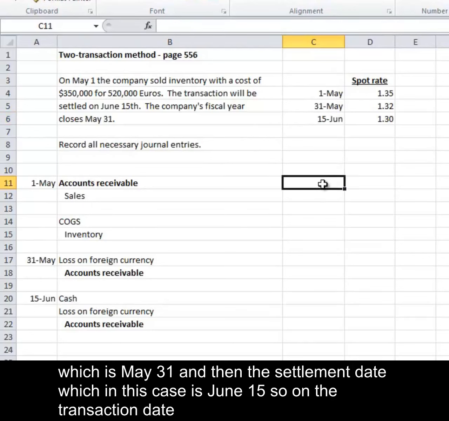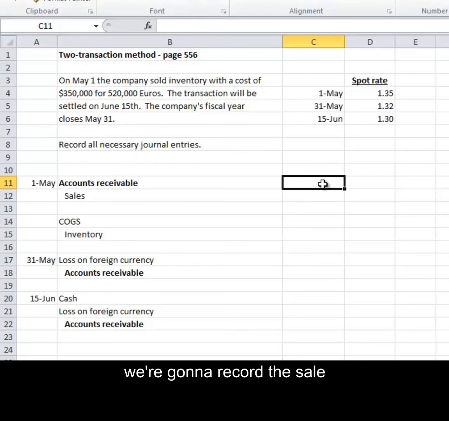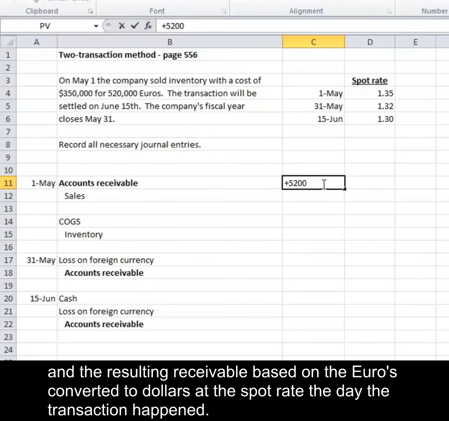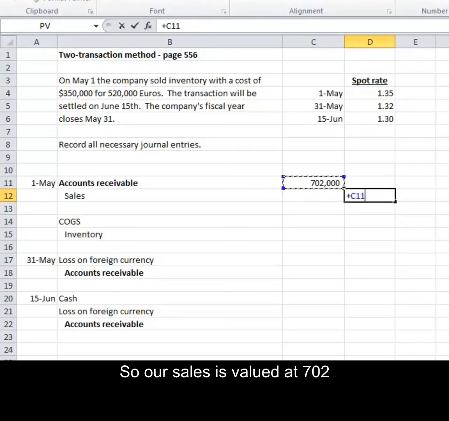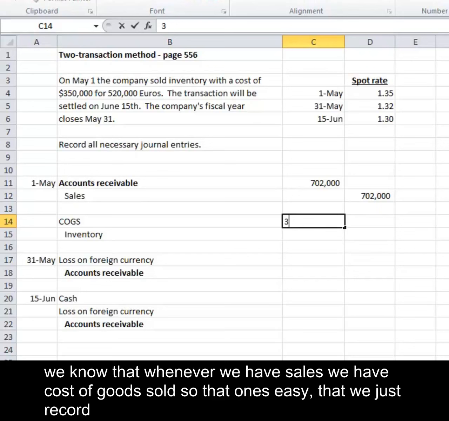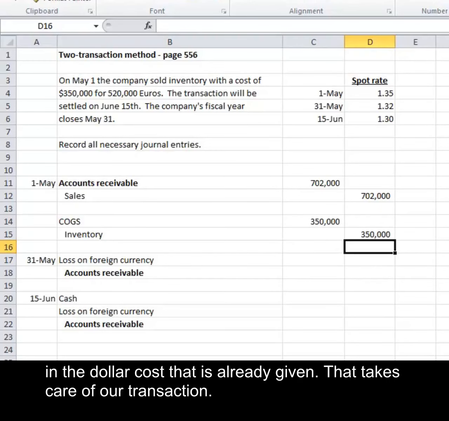On the transaction date, we're going to record the sale and the resulting receivable based on the euros converted to dollars at the spot rate the day the transaction happens. So our sales is valued at 702. We know that whenever we have sales, we have cost of goods sold. That one's easy; we just record the dollar cost that is already given. That takes care of our transaction.